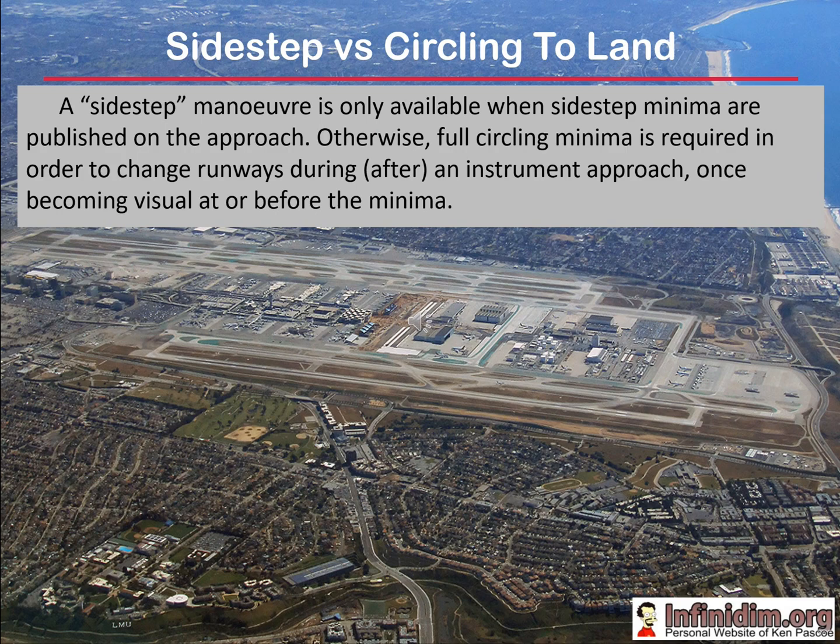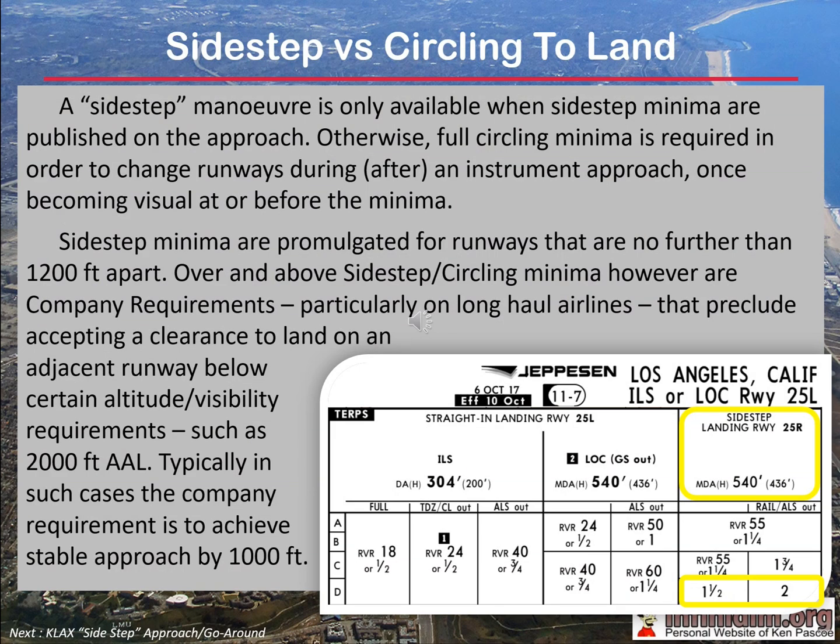Outside of any company requirement, unless there's a sidestep minima published on your instrument approach chart, then the runway change on approach manoeuvre must be actioned using circling approach minima, assuming the aircraft is IMC prior to this point. Sidestep minima are only published on instrument approach charts against runways that are no further than 1,200 feet apart. In principle, this allows the aircraft to continue an instrument approach in IMC to the sidestep minima, achieve visual reference at or prior to that minima, and then commence the sidestep manoeuvre to land on the adjacent runway.